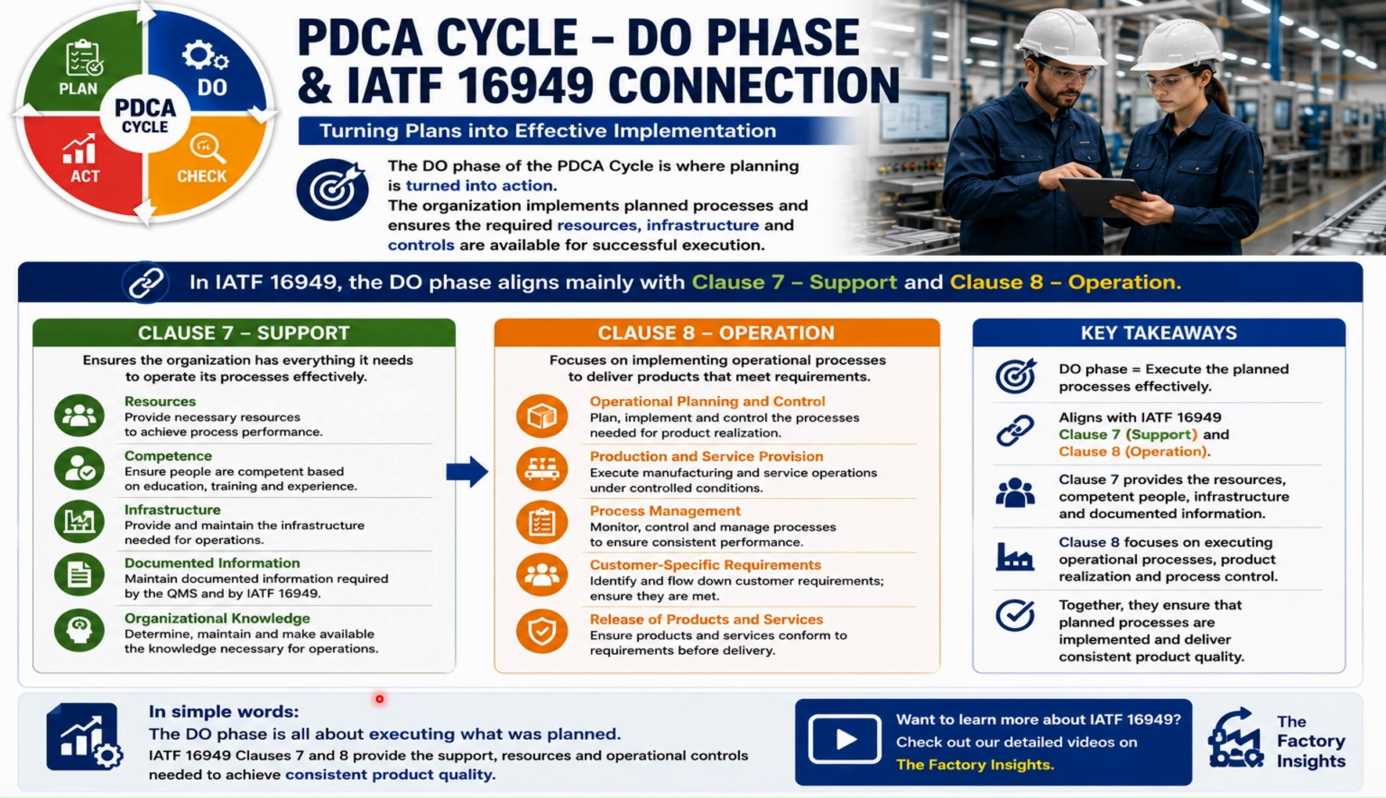In simple terms, the do phase is all about executing what was planned. And that's exactly what IATF 16949 Clauses 7 and 8 are designed to achieve, providing the support, resources, and operational controls needed to deliver consistent product quality.